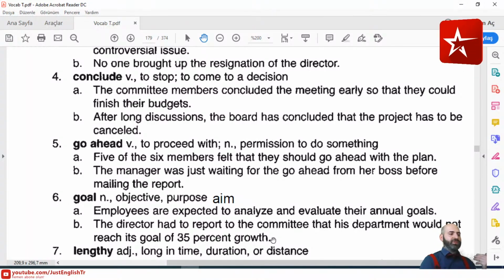Sibel says she wants to get 6.5 in IELTS. This is a very realistic goal. It is possible to get 6.5.